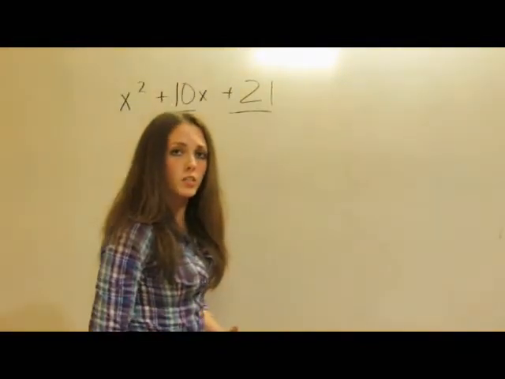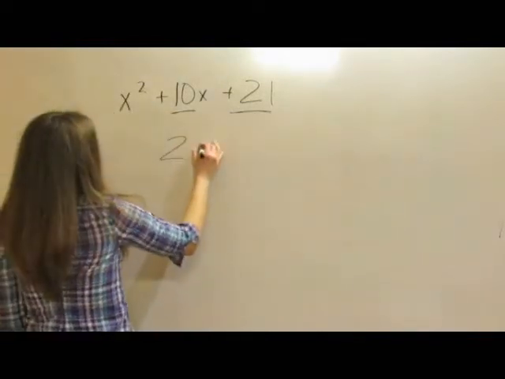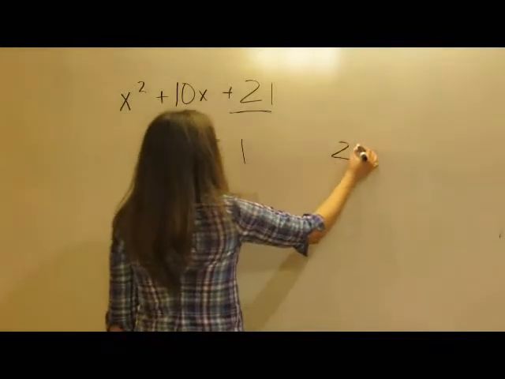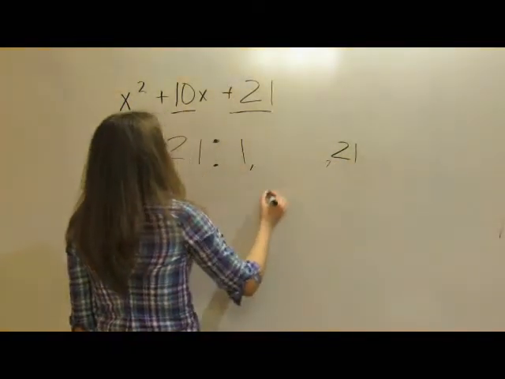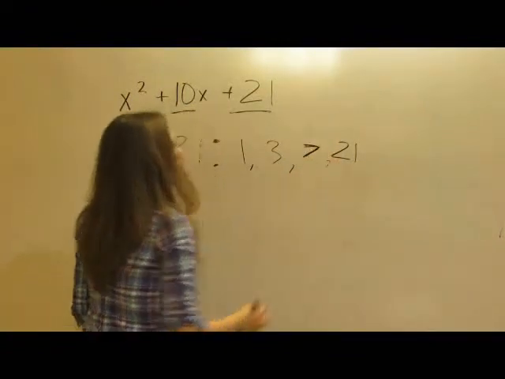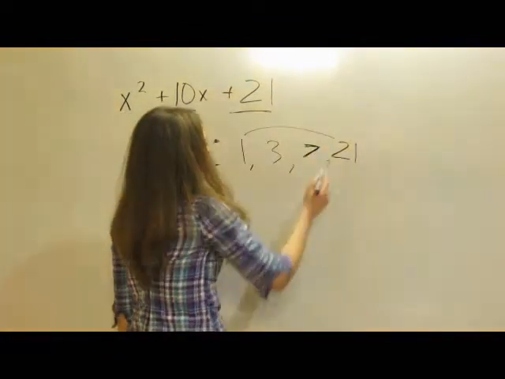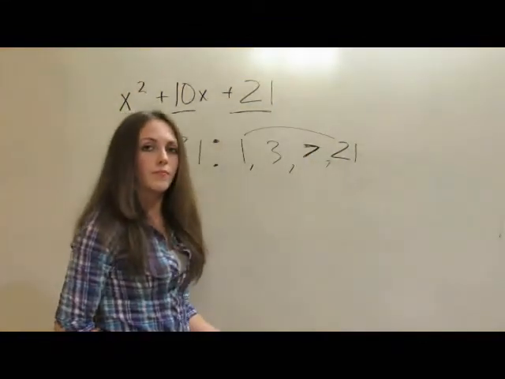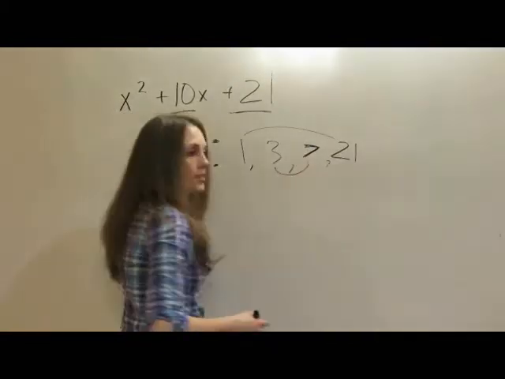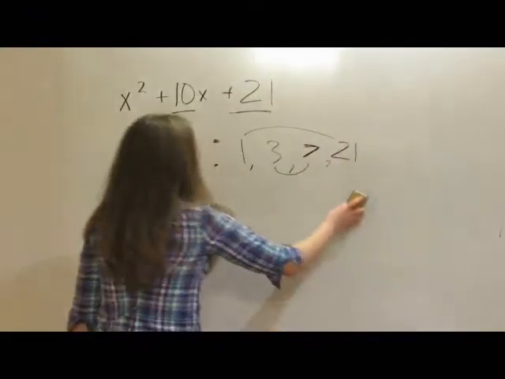So let's look at the factors of 21 and see if we can find anything that adds up to 10. So 21. We have 1 times 21, those are both factors, and then we have 3 times 7. Those are both factors too. So let's look at which of those would add up to 10. 1 and 21, when added together, is 22. That definitely doesn't add up to 10. However, 3 and 7 do add up to 10, so we know that our factors are going to be 3 and 7.